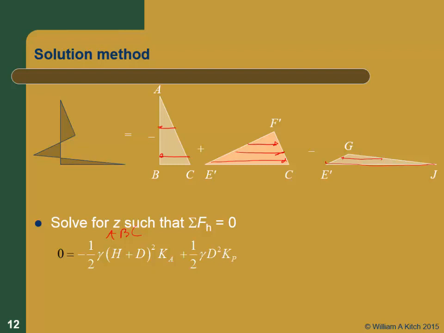So the area of E prime F prime C is gamma d squared Kp. I'm not going to go through that one, but you can prove to yourself that that's right. And then the area of E prime GJ is, again, it's minus because it's acting in a negative x direction, 1/2 gamma Z H minus 2D times Kp minus Ka.